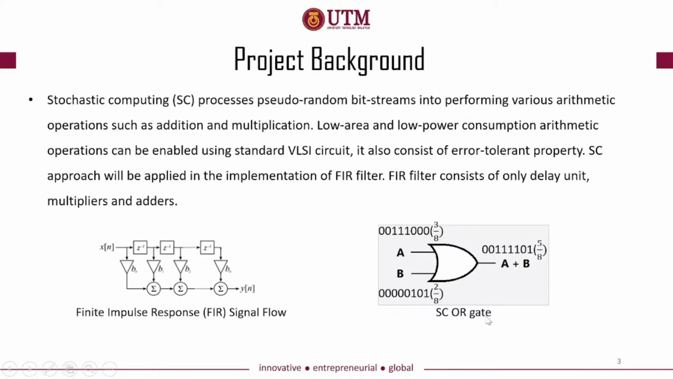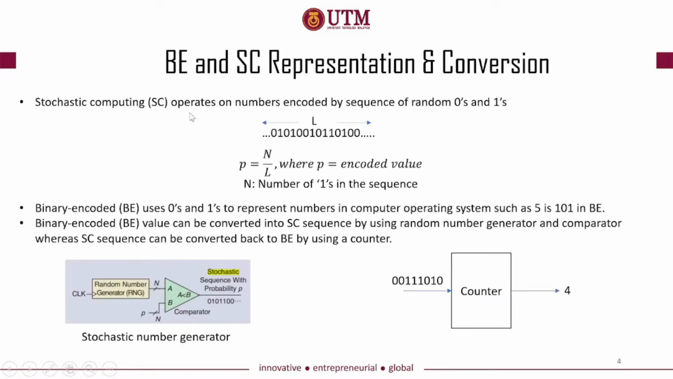This is the SC OR-gate adder, which means by using an OR-gate I can add two numbers together. And this is BE and SC representation. A stochastic number is represented in a probability form, which is the number of ones divided by the stochastic length. This is the way to generate a stochastic number by using a random number generator, which is the LFSR, and a comparator. And then SC will be converted into BE by using a counter, by counting the number of ones.